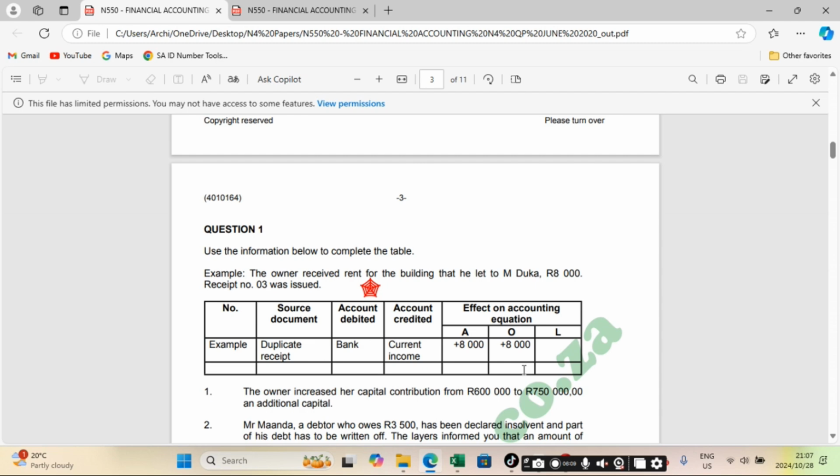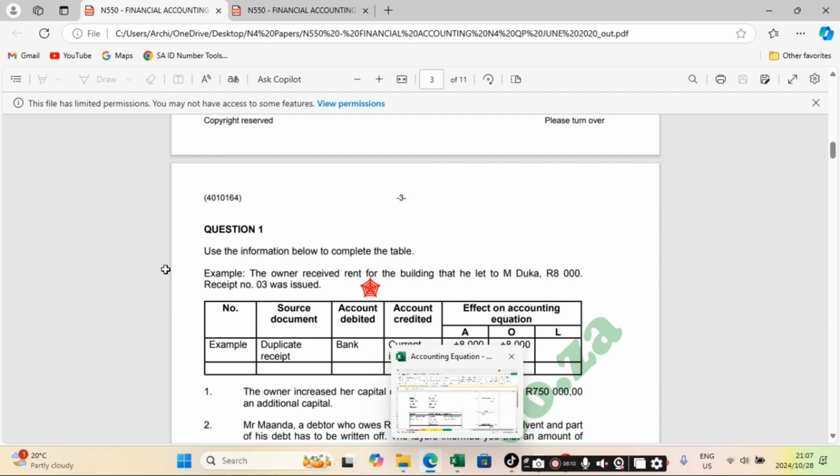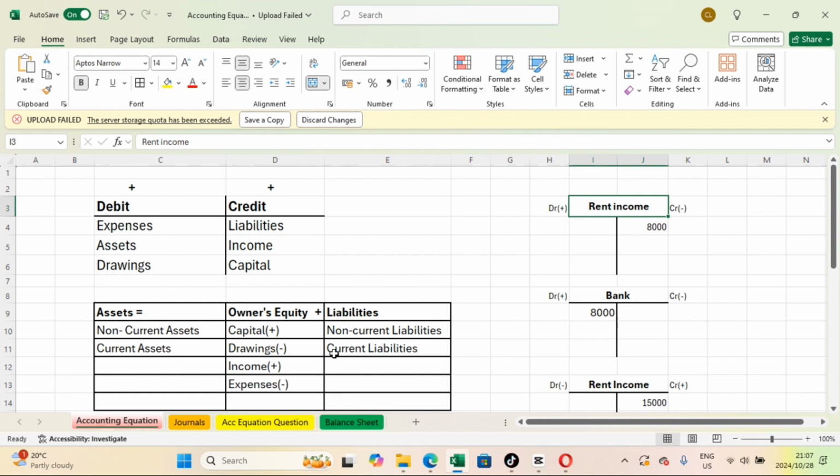So we know we have these two accounts that are being affected. Let me go back to our accounting equation. Coming to this accounting equation, the rent income is part of what? Rent income is part of our income, isn't it? We know that. So how does our income affect our accounting equation? Our income affects our accounting equation on the owner's equity.